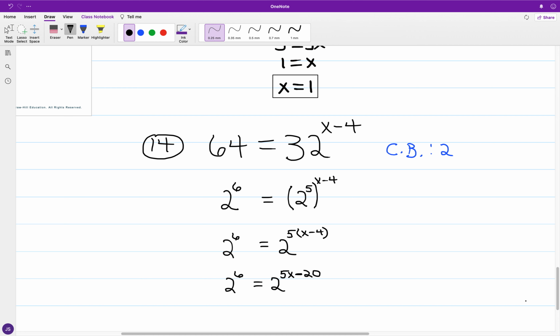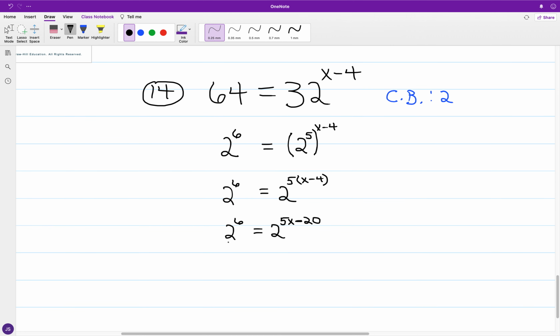And looking at what we have now, we have single base 2 terms, and in that setting I can go ahead and set the degrees equal to each other. So here we have 6 is equal to 5x minus 20.